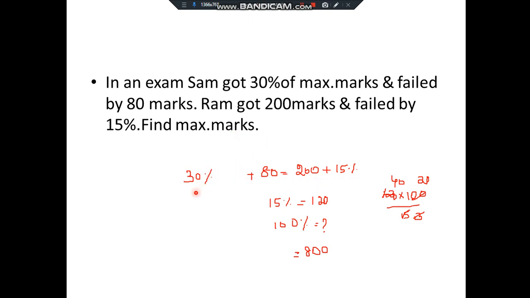If you want, you can simply write the percentage alone: 30% plus 80, because he failed by 80 marks. So when he gets 80 more marks, he'll pass. That is equal to 200 marks, where he got 200 marks and again failed, so he has to get 15 more percent, so plus 15%. On calculating, 30 minus 15% is 15%, which is equal to 200 minus 80, which is 120.